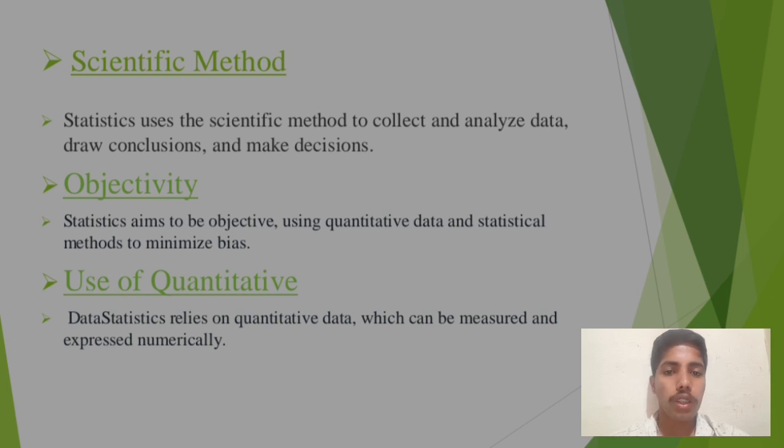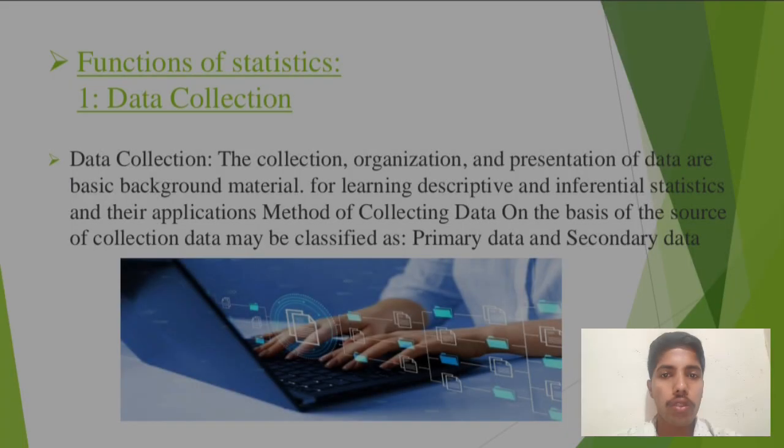Next point is objectivity. Statistics aims at objectivity, using quantitative data and statistical methods to minimize bias. Next point is use of quantitative data. Statistics relies on quantitative data, which can be measured and expressed numerically. Functions of statistics. Data collection.